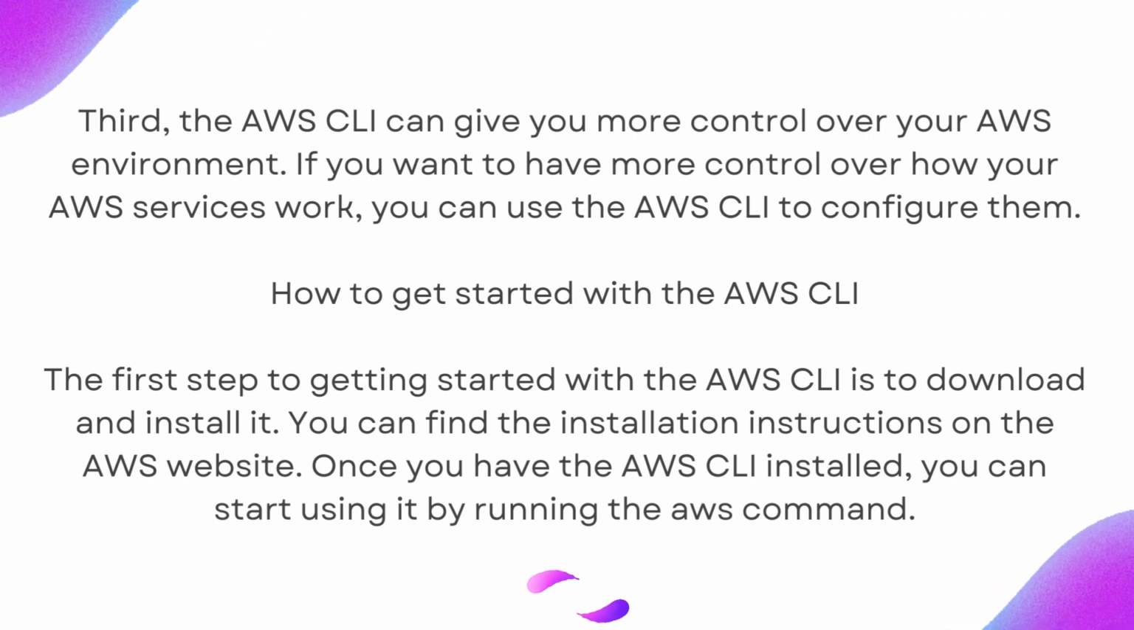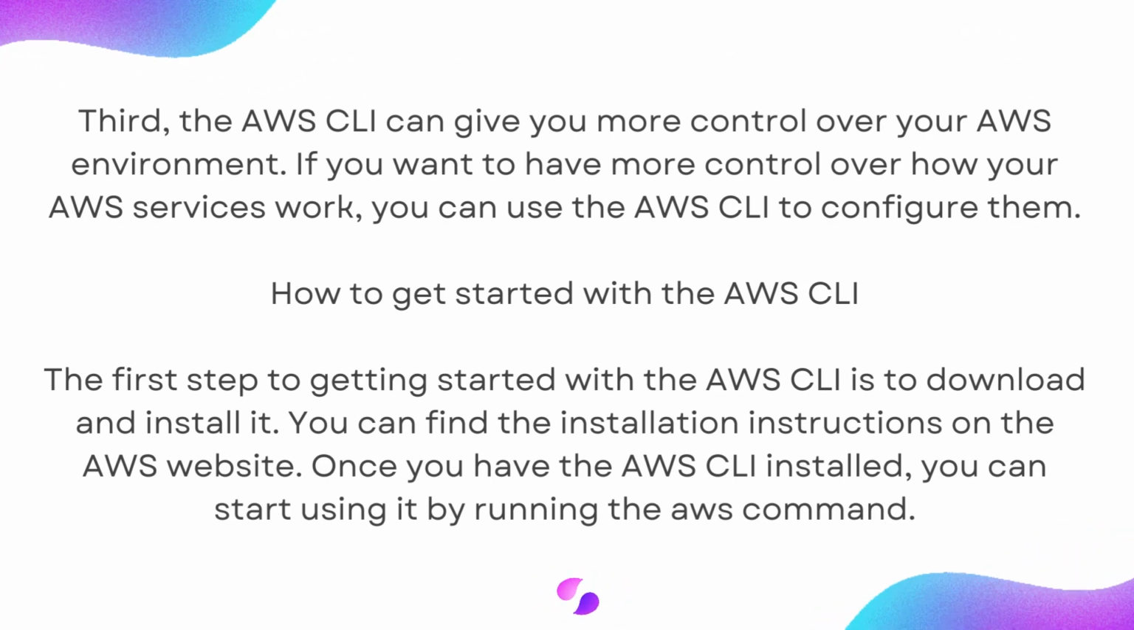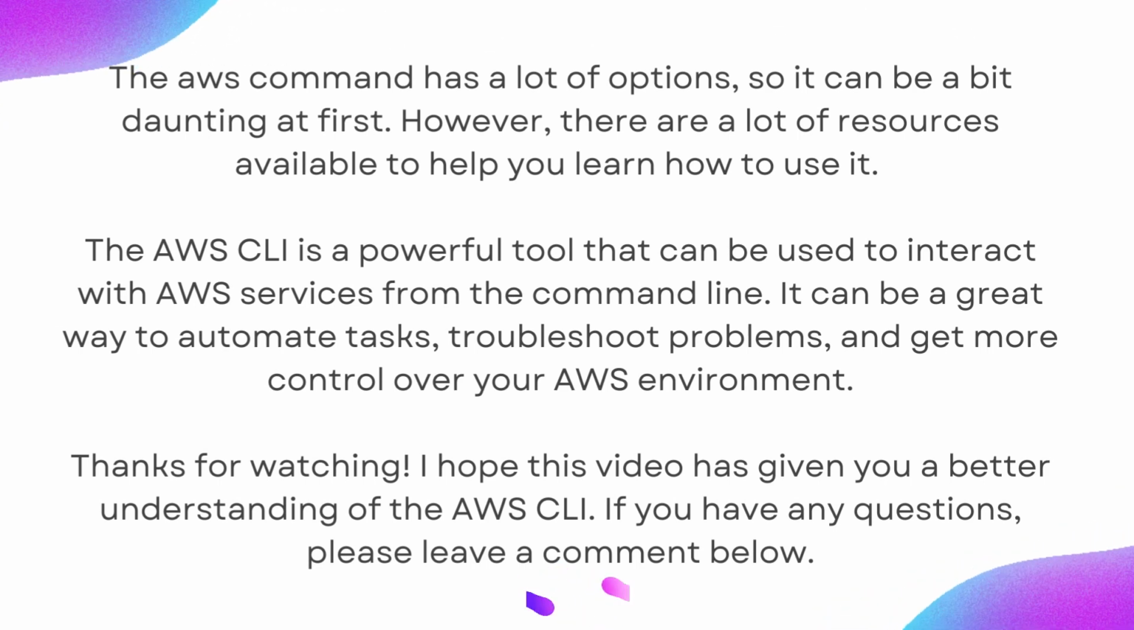How to get started with the AWS CLI? The first step to getting started with the AWS CLI is to download and install it. You can find the installation instructions on the AWS website. Once you have the AWS CLI installed, you can start using it by running the AWS command. The AWS command has a lot of options, so it can be a bit daunting at first. However, there are a lot of resources available to help you learn how to use it.